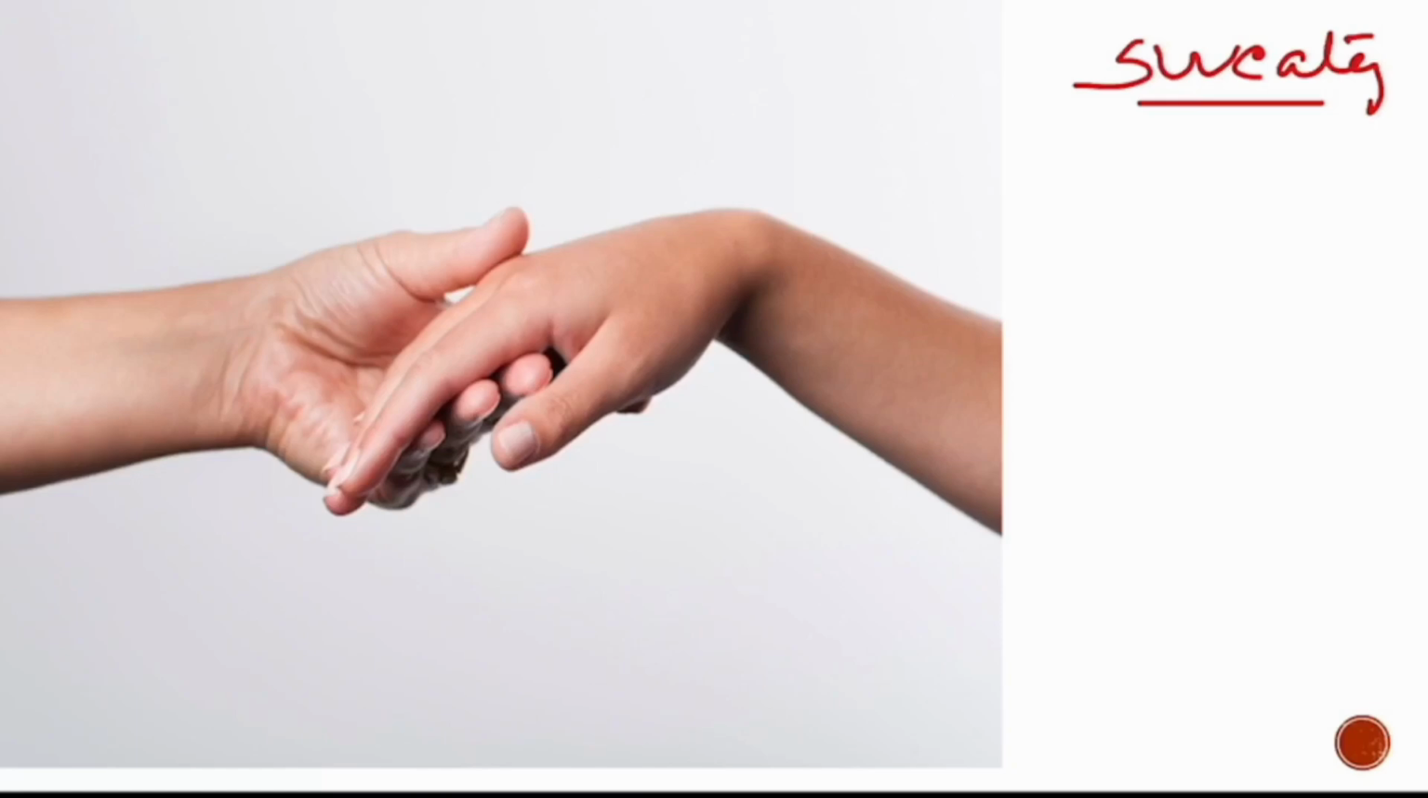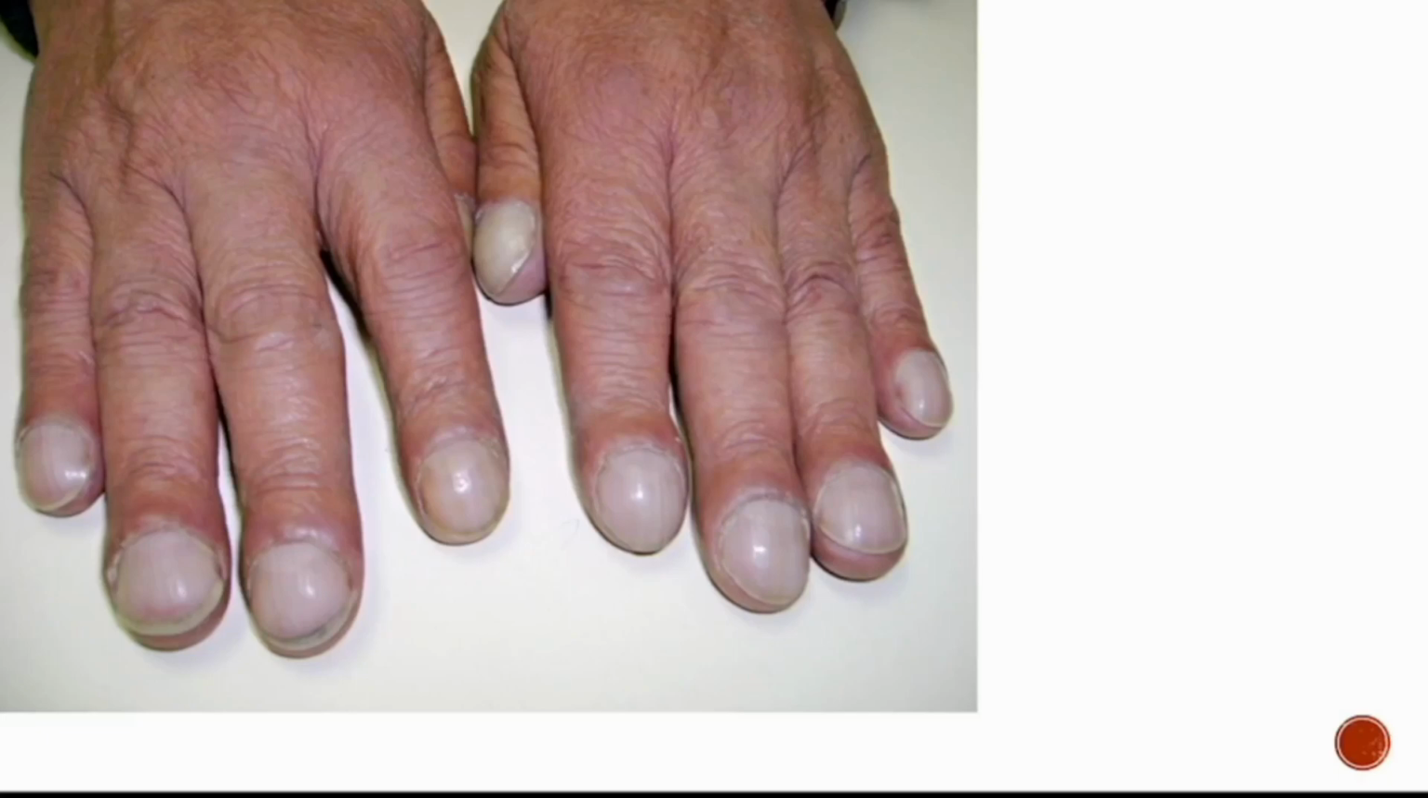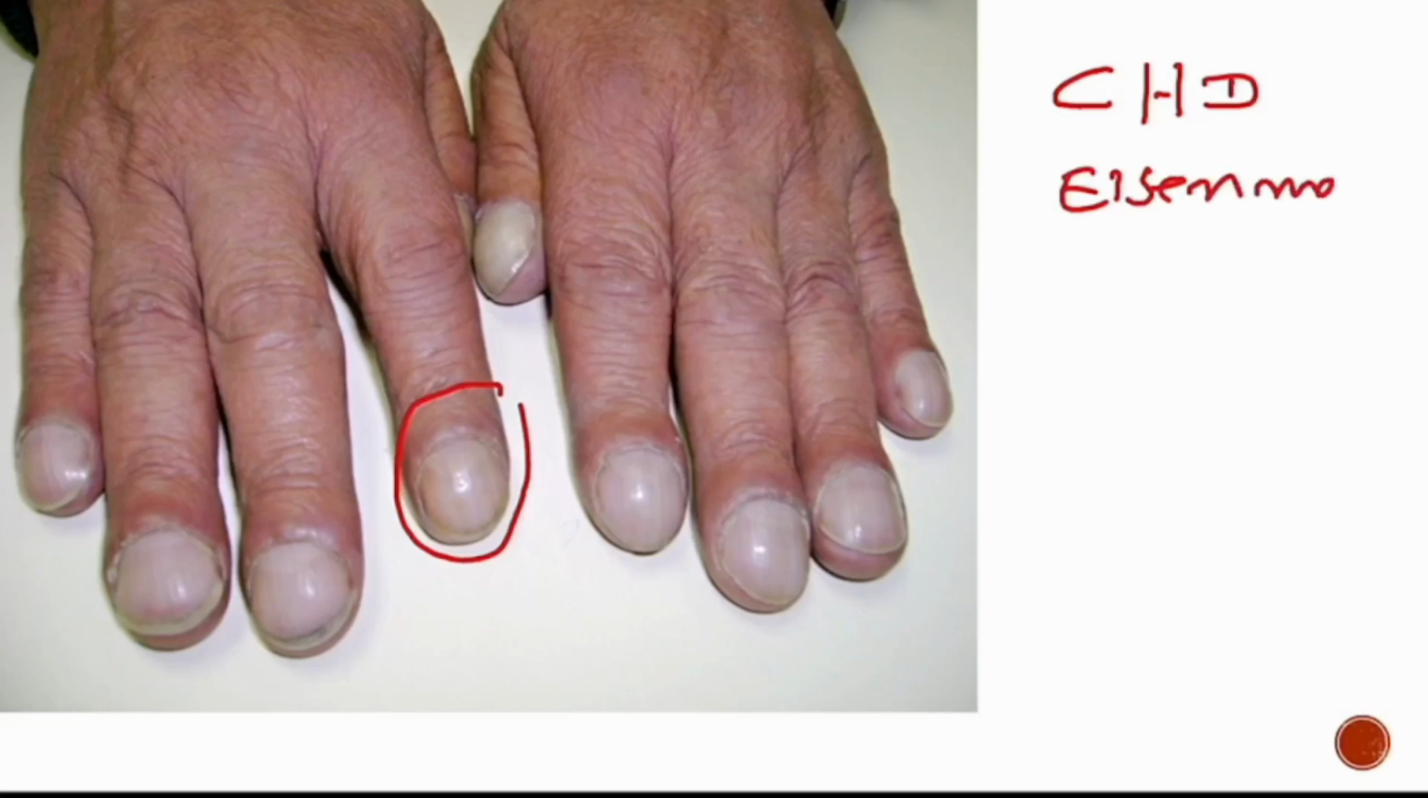So what are the other things to be examined in the hands? One very important thing is looking for clubbing. Clubbing is a bulbous enlargement of the terminal phalanx. Sometimes clubbing and cyanosis can occur together. The most important cardiac conditions producing clubbing are congenital cyanotic heart diseases. Second is congenital heart disease becoming cyanotic, that is called Eisenmenger syndrome. You will study that later.